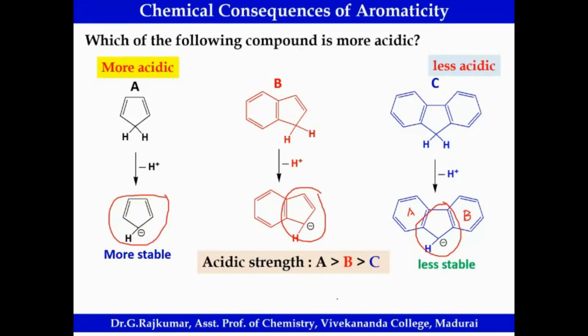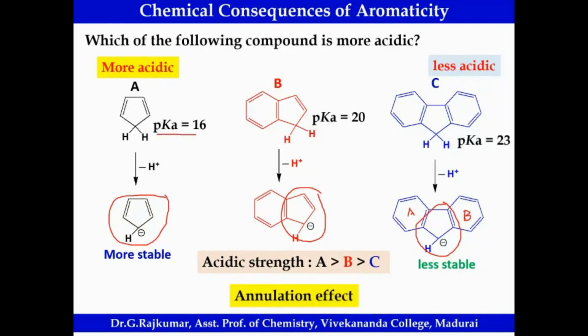Look at this. So this is the acidic strength. Look at the pKa value. So the pKa value of this compound is 16. This is 20. This is 23. Any compound which is having lesser pKa will be more acidic. Okay, so for an acidic compound the Ka value should be high and the pKa value should be low. And this is more acidic. So this is annulation effect.